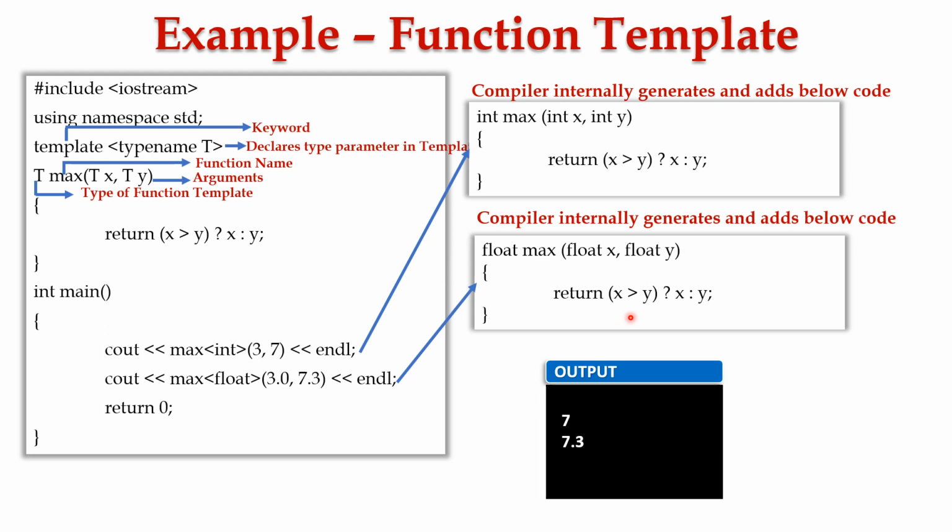since 3.0 is not greater than 7.3, the value y is returned back, that is 7.3 is returned here, and using the cout statement, the value 7.3 is displayed to the user as shown in the output.